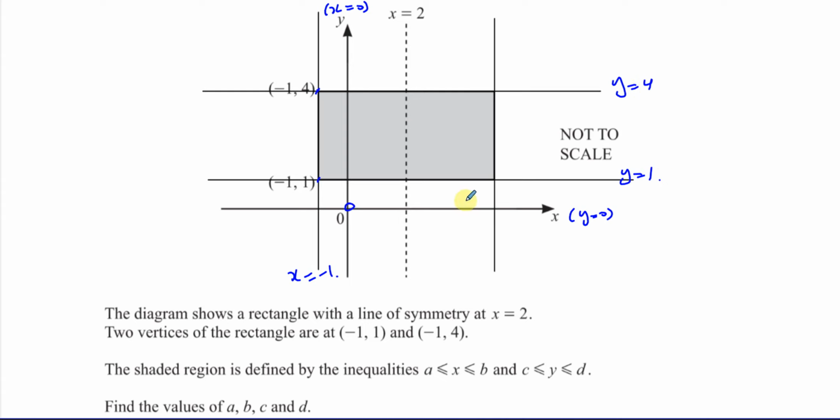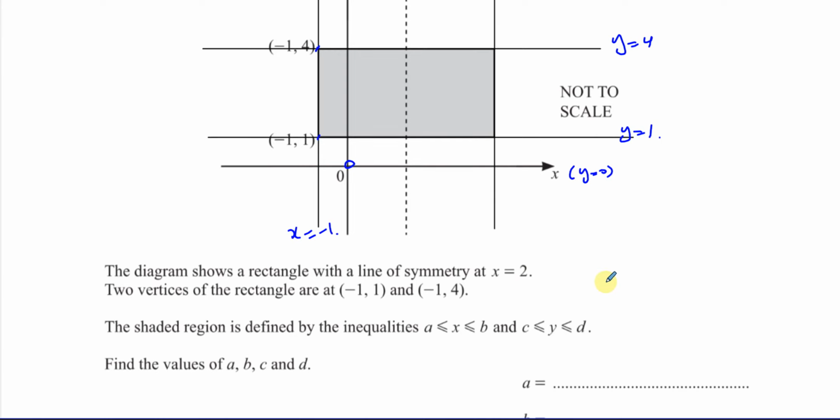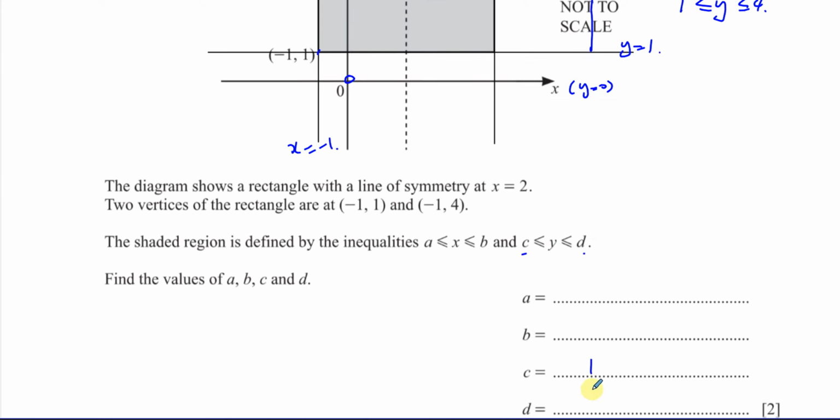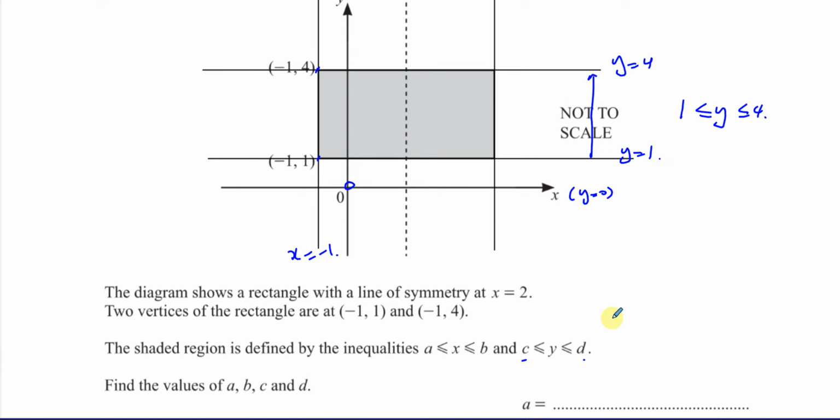Now, I can see from here that the shaded region is between those two values. So y is between 1 and 4. So for C and D, C must be 1 and D must be 4. And for the x ones, x is greater than -1 and less than the value of B. So this is x equals B, and we've got to find what B is.